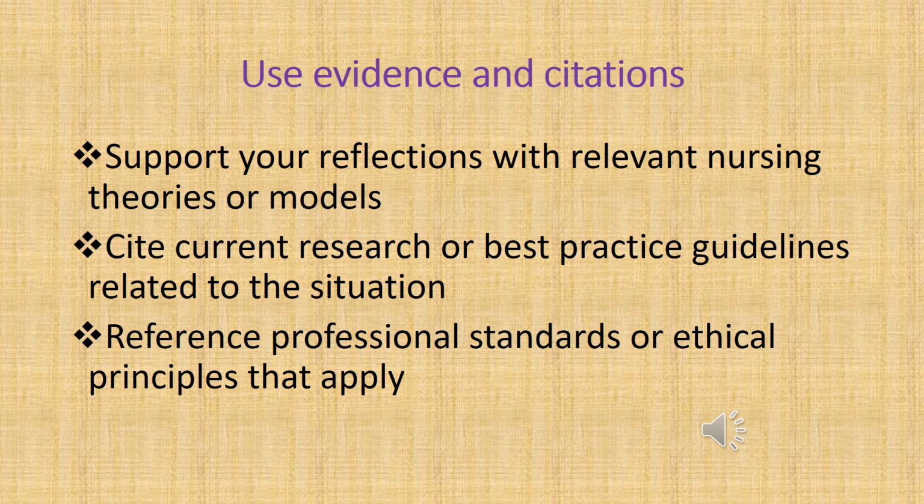The next part is about use of evidence and citation. When making arguments, when writing a reflection journal, it's important to provide evidence, and if the evidence is coming from other people's work that was published, it's very good to cite them so that you avoid the issue of plagiarism. Support your reflection with relevant nursing theories or models.